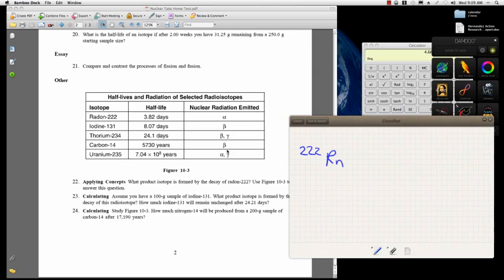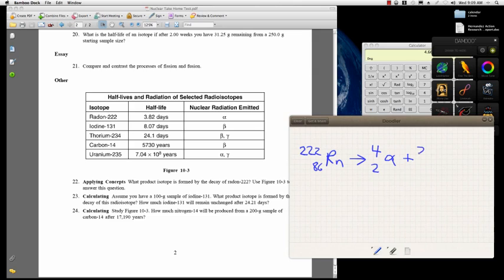86. So this is undergoing decay. So it says here that radon undergoes alpha decay. So we would write 4 over 2. I like using the fish symbol, alpha, plus some other element.